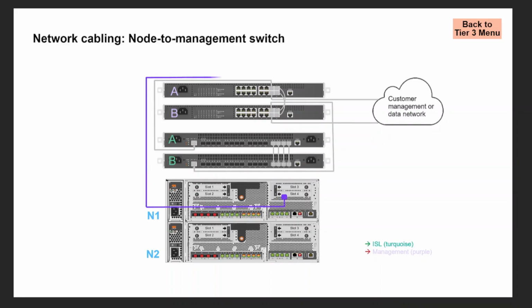First, use Ethernet cable to connect the management port of Node 1 to port 1 on the management switch A. Connect Node 2 to port 2 on the B switch. If you had more nodes, you would connect the odd-numbered nodes to the associated ports on switch A. You would connect even-numbered nodes to the associated ports on switch B.